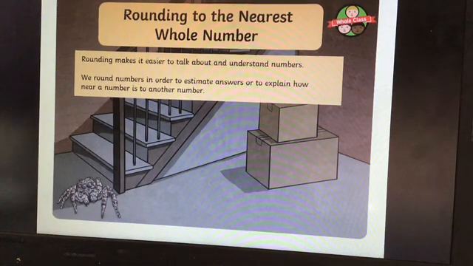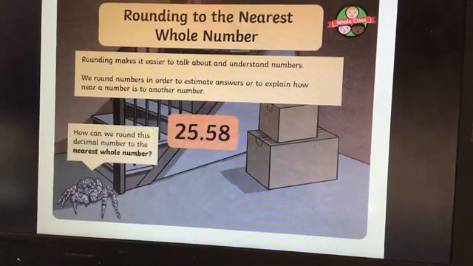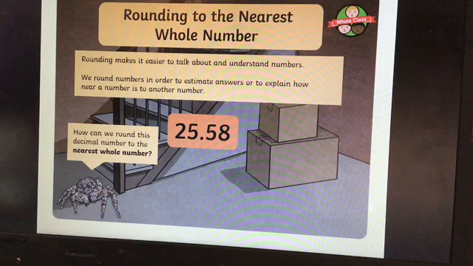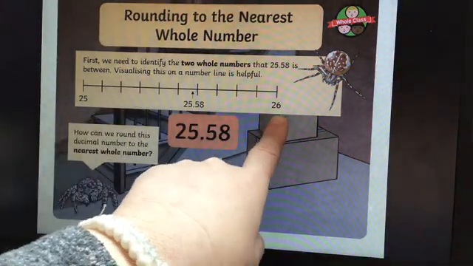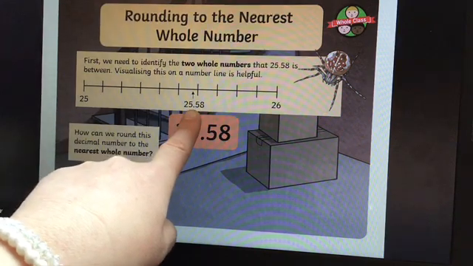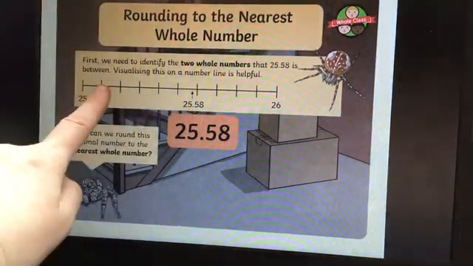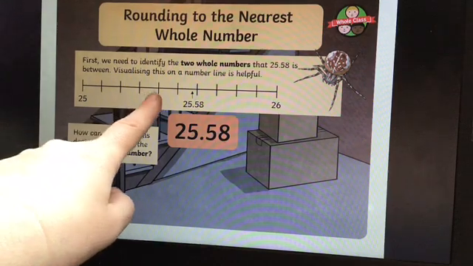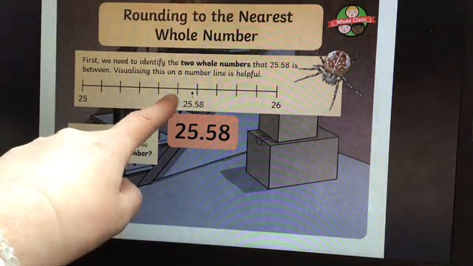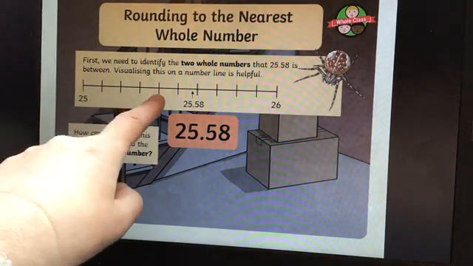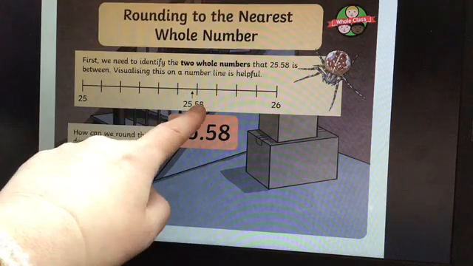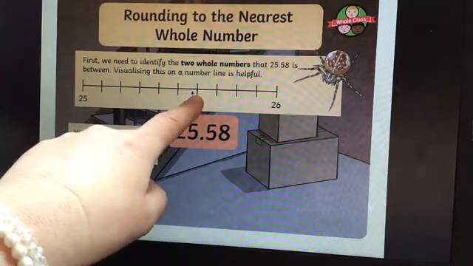Let's do one more together before we get on with our independent learning today. So this time 25.58, let's start again by drawing our number line. This time I'm going to start my number line from 25, the whole number, and the next whole number, which is 26. And on my number line, I'm going to put 25.58. 25.1, 25.2, 25.3, 25.4, 25.5, and here's 25.58, just below 25.6.